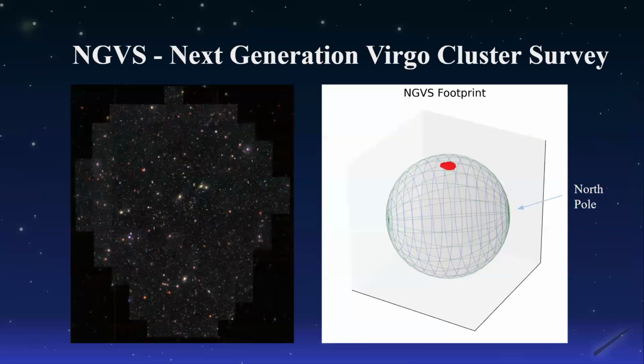Now let's take a look at our data. This is the Next Generation Virgo Cluster Survey, otherwise called the NGVS survey. It was taken by a telescope in Hawaii.